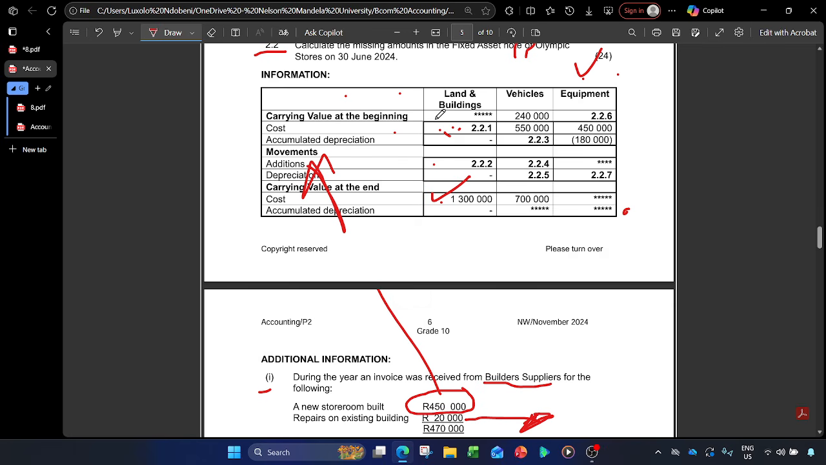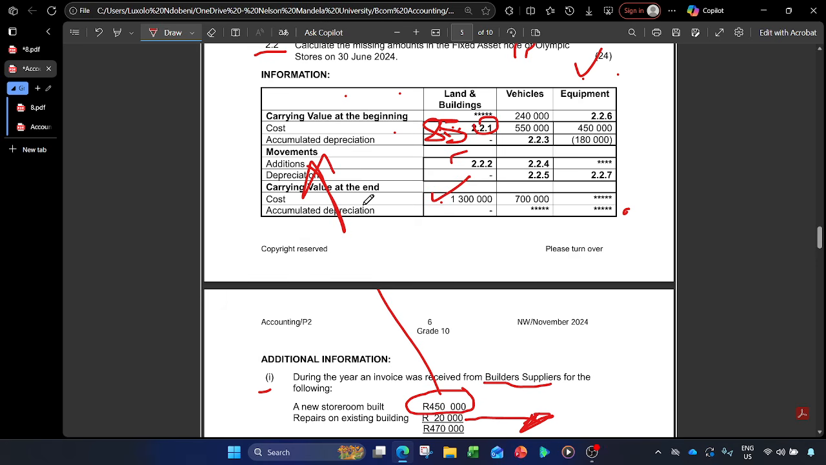Let's just write 850. And here the additions, as you said, is 450. They didn't write them. Maybe they're trying to confuse you. It's 850,000. So 2.2.2, guys, it's here. You can see 2.2.2 is here. They are asking you to calculate the additions. I don't know why, because the additions of 450,000 is given to you.